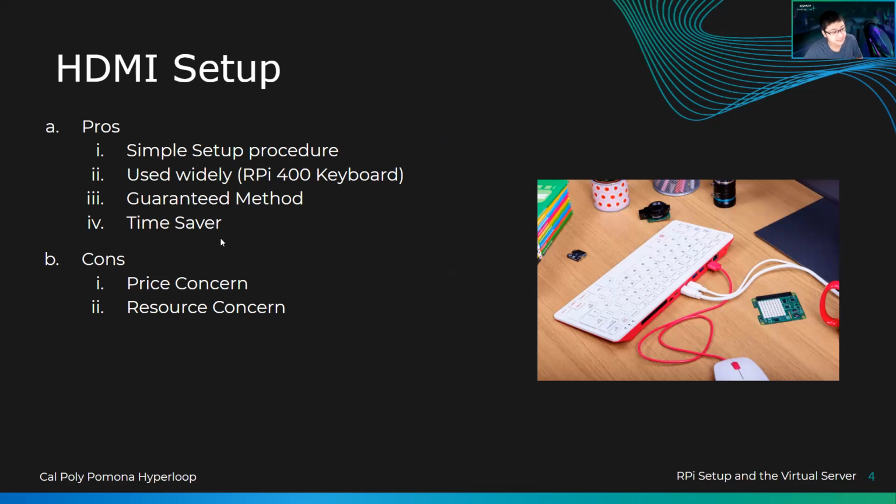But the pro is that it's a simple setup procedure. It almost works every single time unless you have a faulty HDMI cable or a faulty HDMI connection, in which case you need to reflash your SD card. It's used widely as such in the 400 keyboard. It's a guaranteed method. Now, I'm saying here it's guaranteed, but that's not really that guaranteed. It's guaranteed if you know how to set up the micro SD card correctly, and then we'll talk about that a little later on. And it's a time saver.